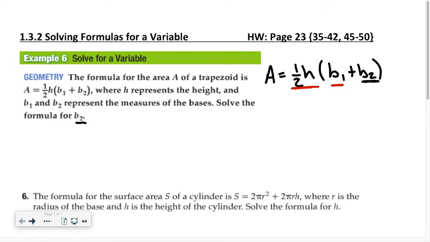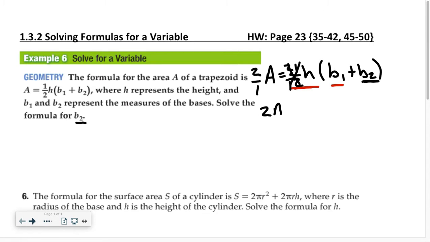Okay. And so what is the 1/2 h doing to b2? Well, this would be a distributive property or multiplication. So to get rid of the 1/2 h, we need to get rid of the 1/2 and the h. Kind of going by step. To clear the fraction 1/2, we need to multiply by 2/1. If we multiply the right side by 2/1, we need to multiply the left side by 2/1.